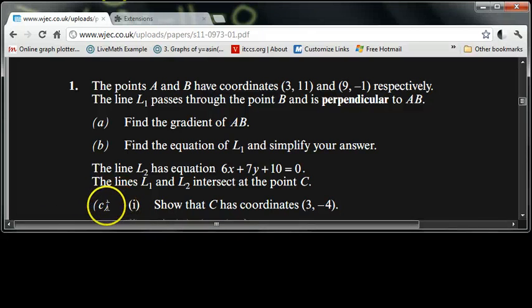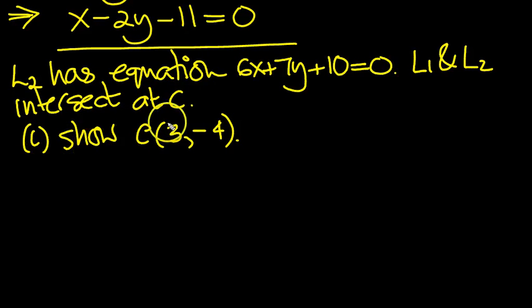Right then, let's have a look at part C of question 1. Part 1, show that C has coordinates (3, -4). C is the point of intersection between two lines: the line L1, which we had in the previous question, and this line L2, which has the equation 6x + 7y + 10 = 0. So it's just the point of intersection of two lines then.